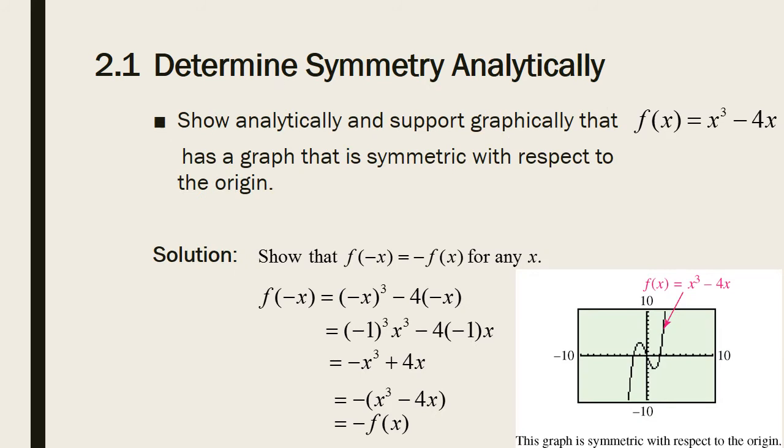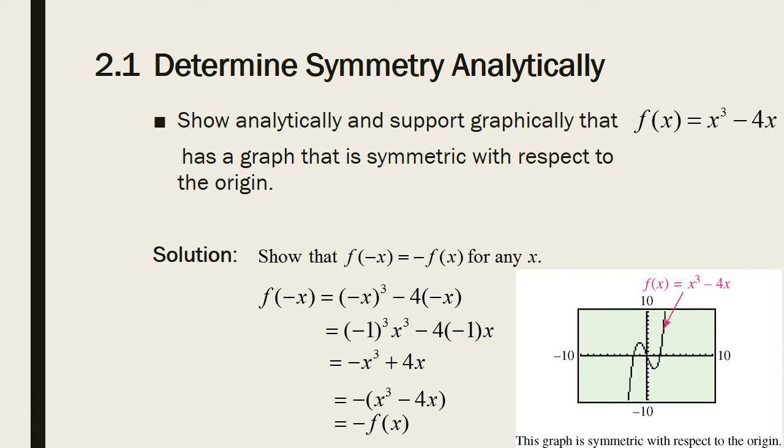Now we can determine symmetry analytically or graphically. So we're going to look at how to do it analytically. We have x cubed minus 4x. We want to show that it has a graph that is symmetric with respect to the origin. So analytically what we do is we put in a negative x. So we have f of negative x is negative x to the third minus 4 times negative x. We work that out, and you can see how it's done there. And we end up with negative x to the third plus 4x.